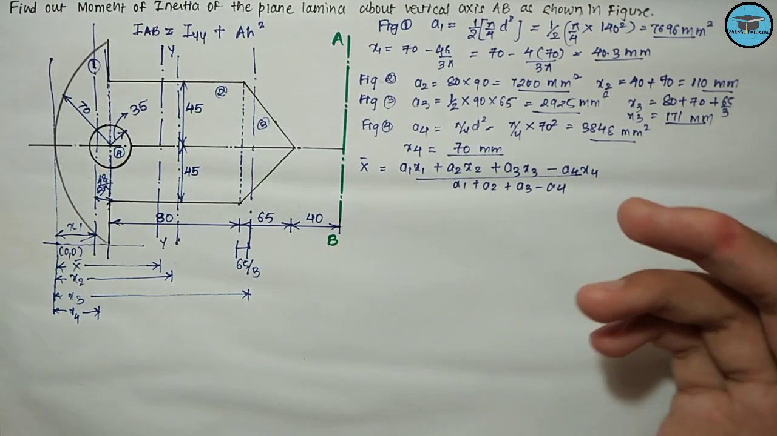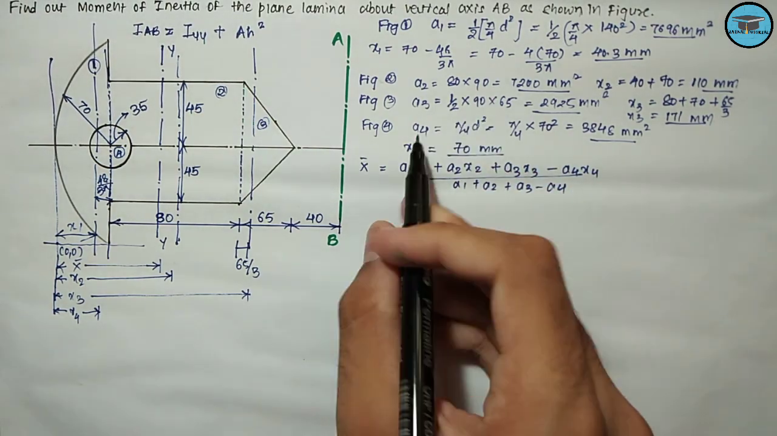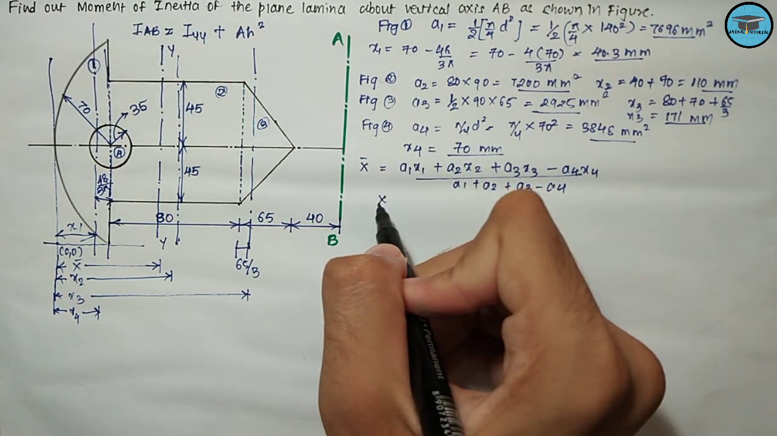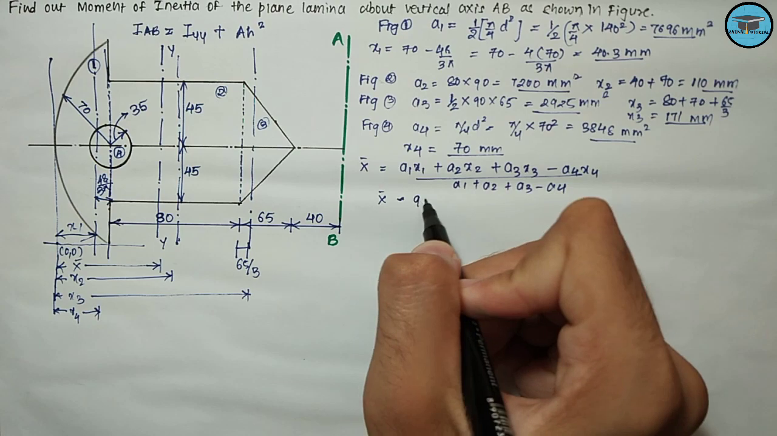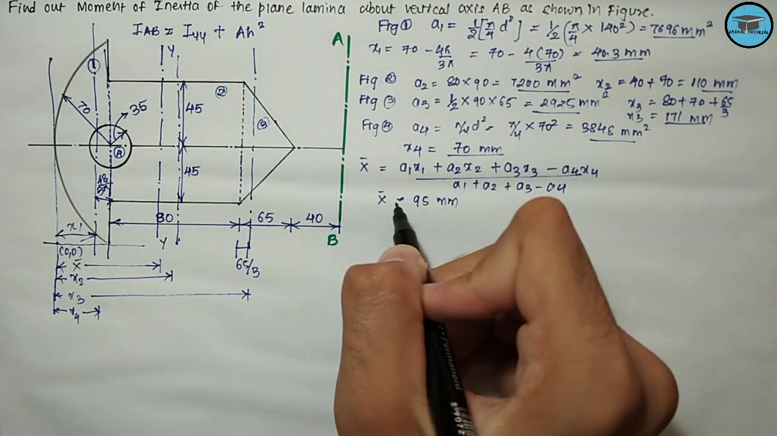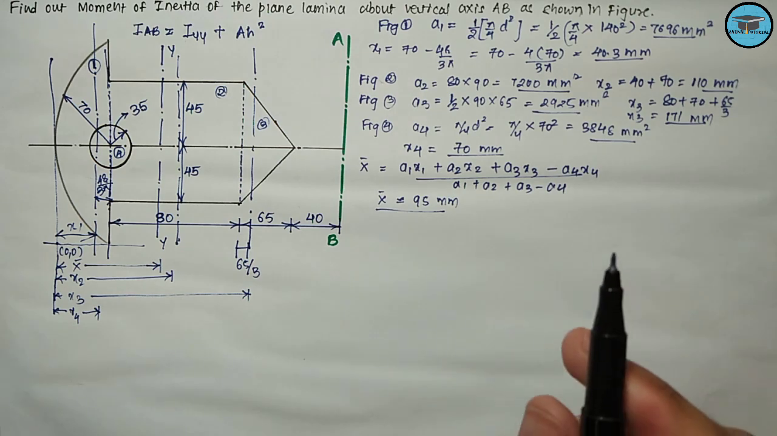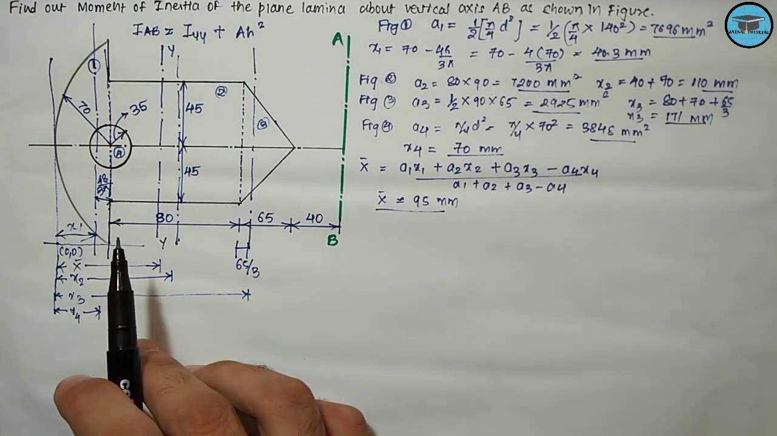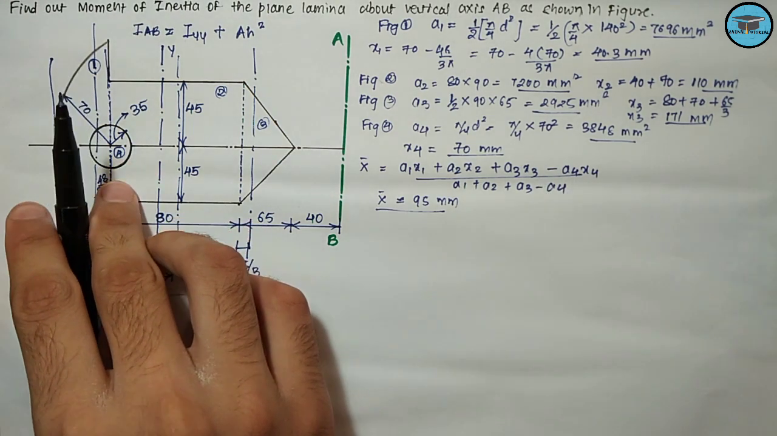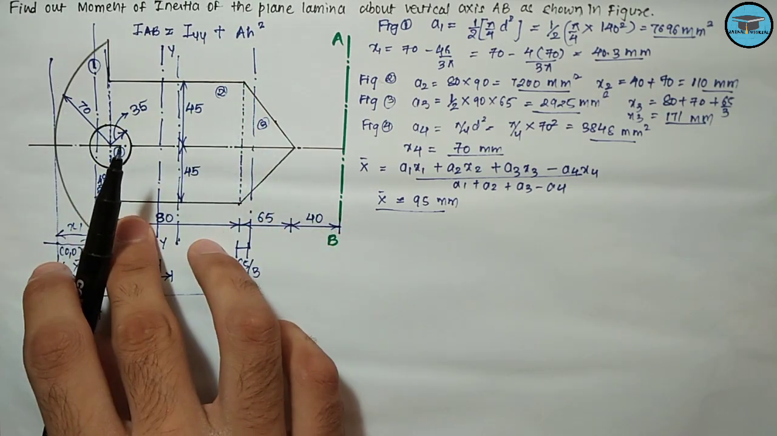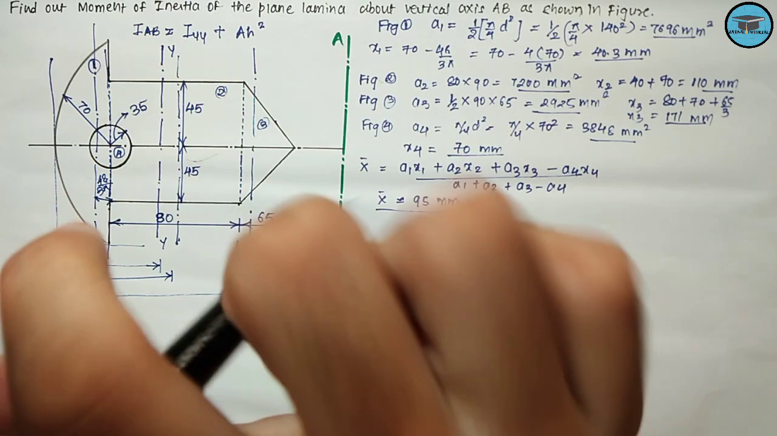Okay. So the x bar value, placing the values, that is A1 we know, x1 we know, all the values we know. So we would be getting the value of x bar as somewhat 95 mm. So the centroid lies at a distance of 95 mm from the origin. Now we need to determine the moment of inertia of those standard figures that we have named as 1, 2, 3, 4 about this axis yy.